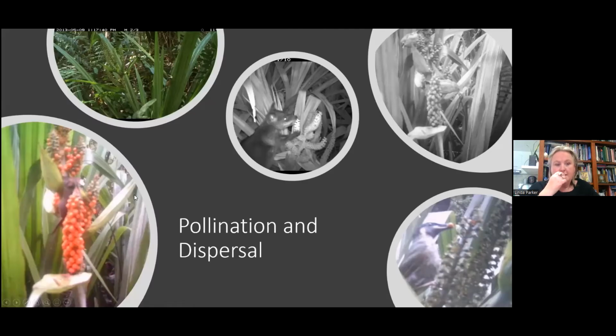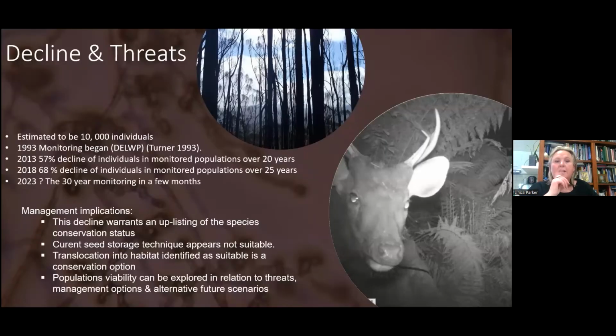These are some of the pollinators and dispersers. We've got pygmy possums, Lewin's honeyeater, swamp wallabies with the nectar, so potential pollinators. The silvereyes love the species. Yeah, and some of the threats. So there is a national recovery plan for the species.